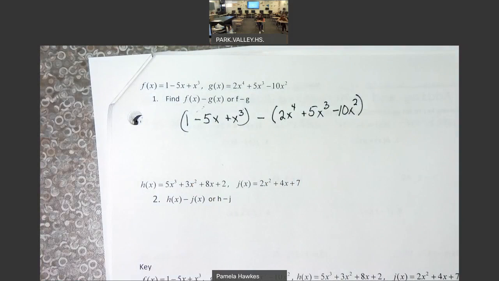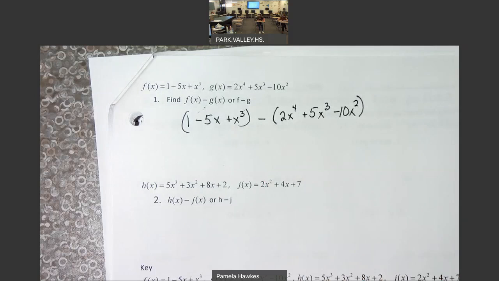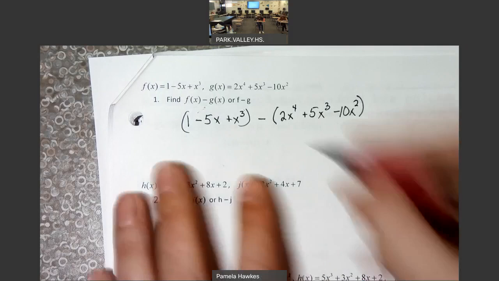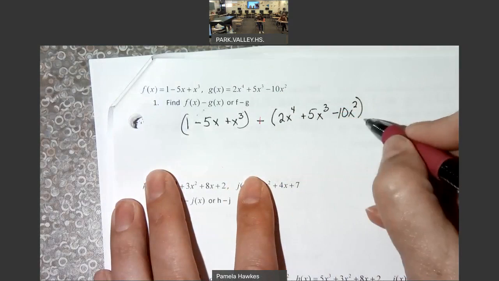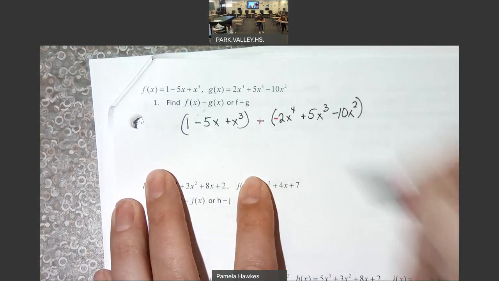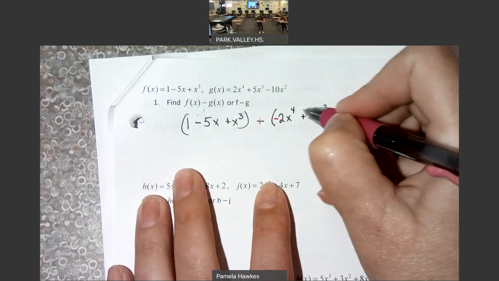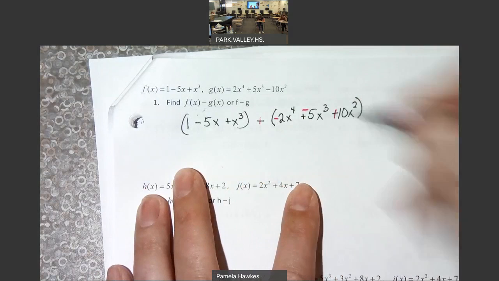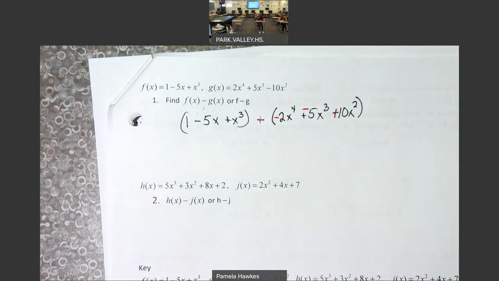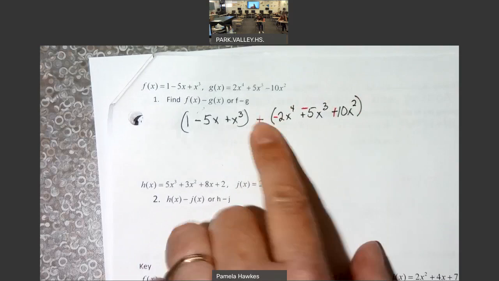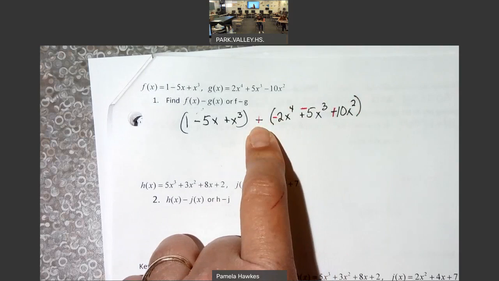Not going to help me. You're confused? Well, okay, so you like the minus. I don't, so I'm going to change it, right? What do I change? I minus this and everything in here. So this is positive, I change that to a negative. This is positive, I change it to a negative. This is negative, so I change it to a positive. So everything in the parentheses behind the negative. Fair? Okay, now.